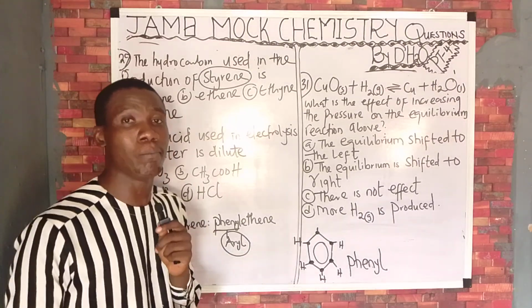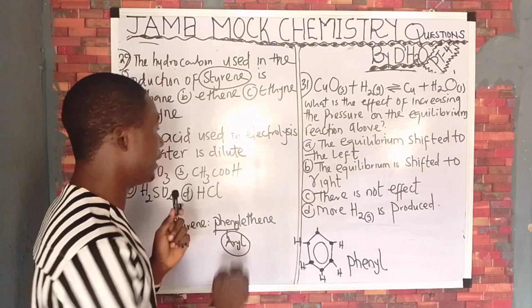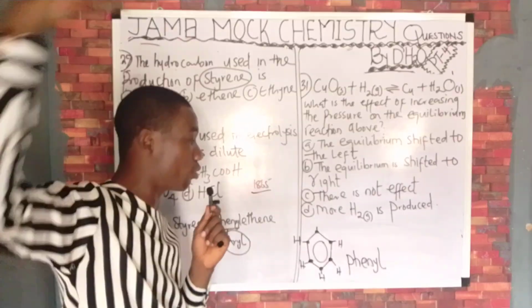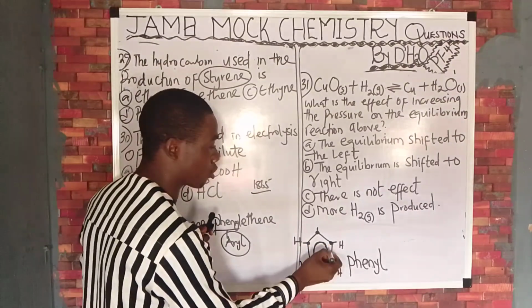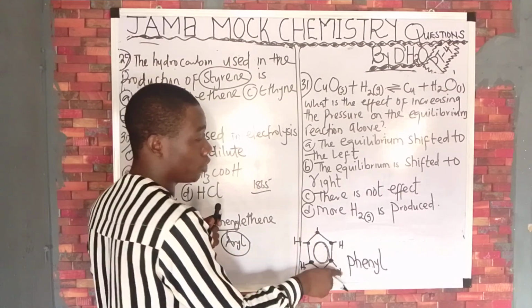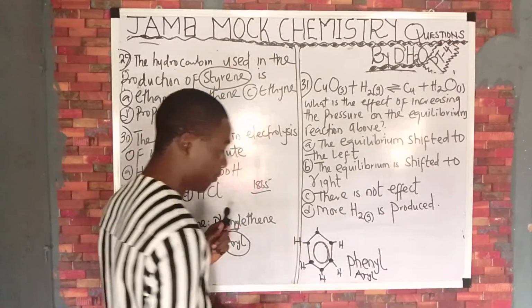Remember, the structure of benzene was coined by a scientist called Augustin Kekule in the year 1865 after he saw a snake that swallowed its own tail in his dream. So he came out with this structure, the hexagonal structure of benzene. So if a benzene ring loses one hydrogen, it is called phenyl, or you call it the aryl.